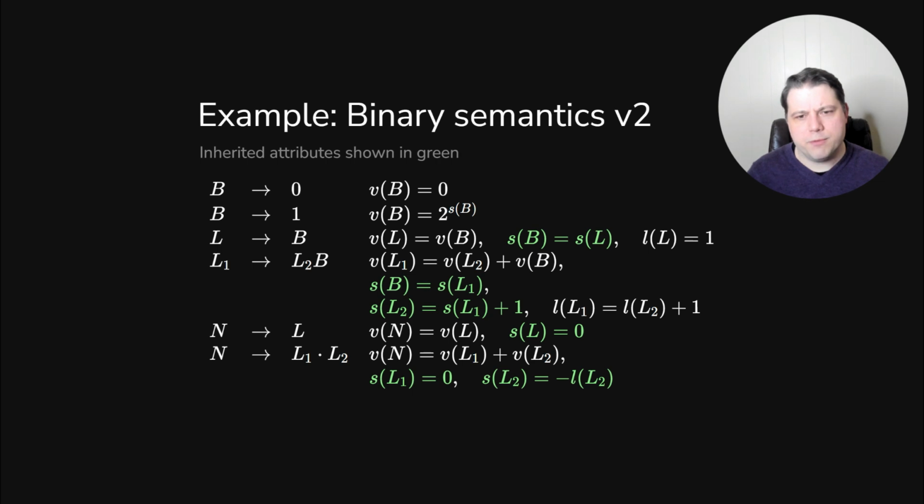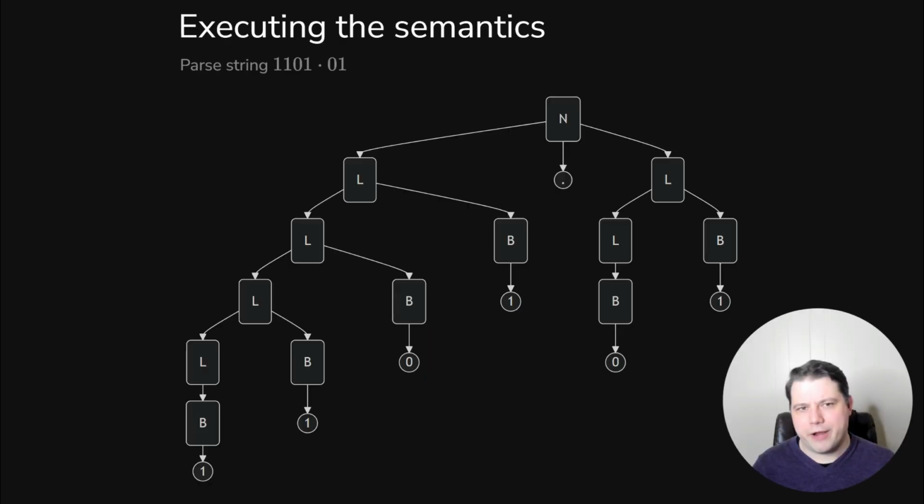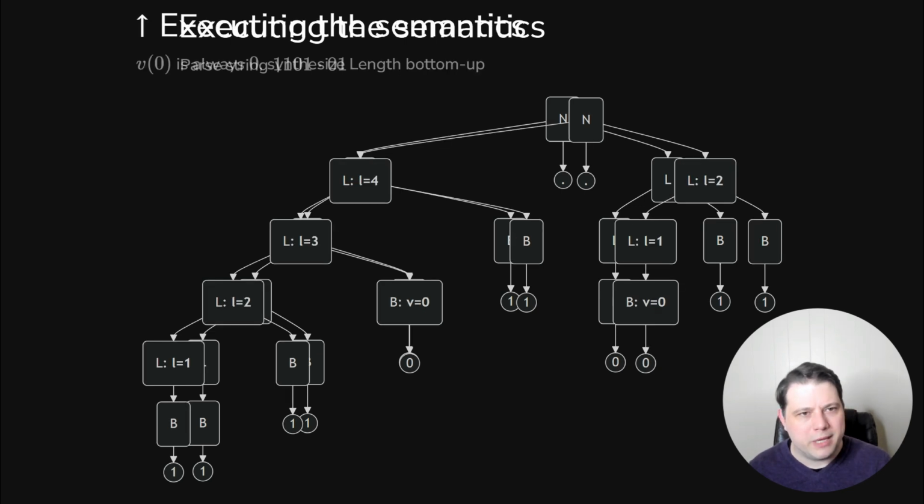So let's look at what computing that would look like on an actual tree. This is the parse tree of the string 1101.01. So this is, again, what you would get if you define that BNF grammar and then parse this string. But now we're going to run our semantics, but we can't run them all at once. They depend in all sorts of different directions. So let's run the ones we can.